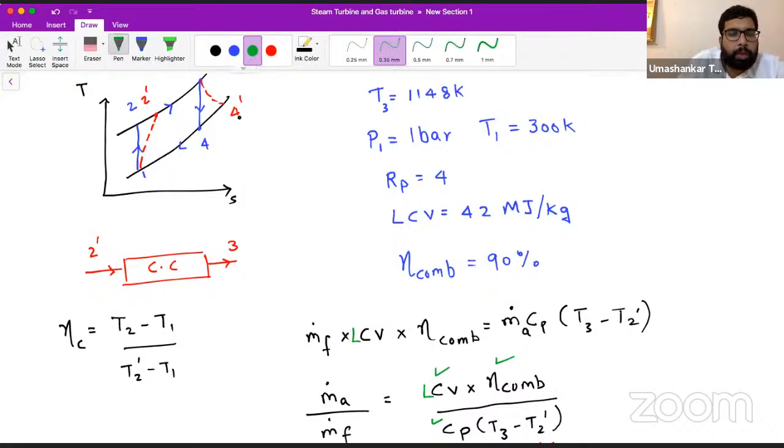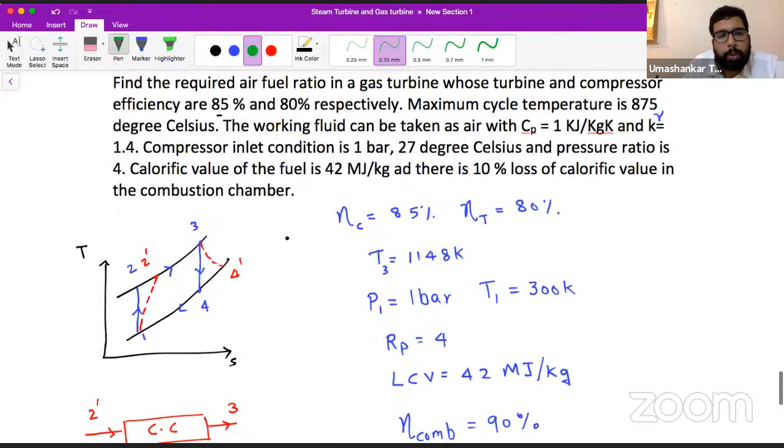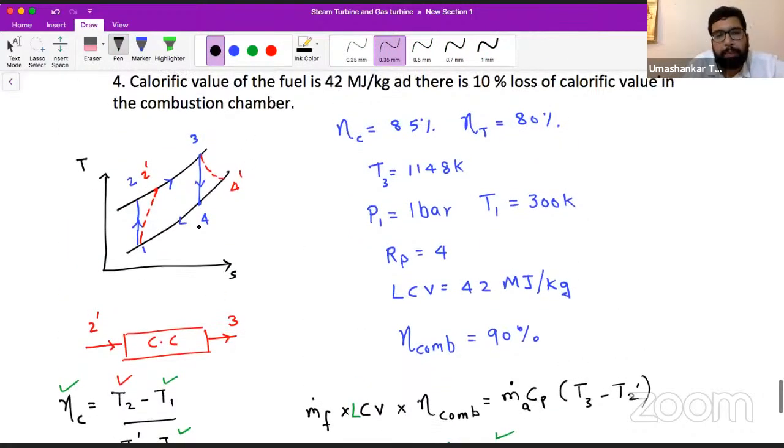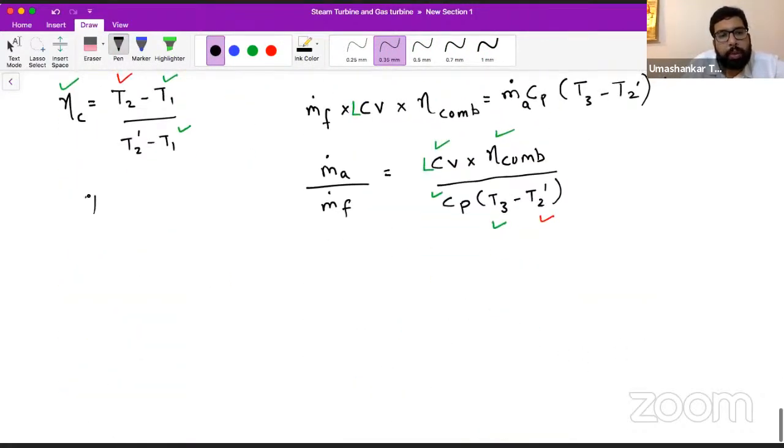Now here we have T1, but do we have T2? No, we do not have T2. So let me put a red mark here. In order to find this T2 dash, we need to find this T2. Very simple, one equation will lead to another. Sometimes people go and find all the temperatures first, and then they come back to the question.